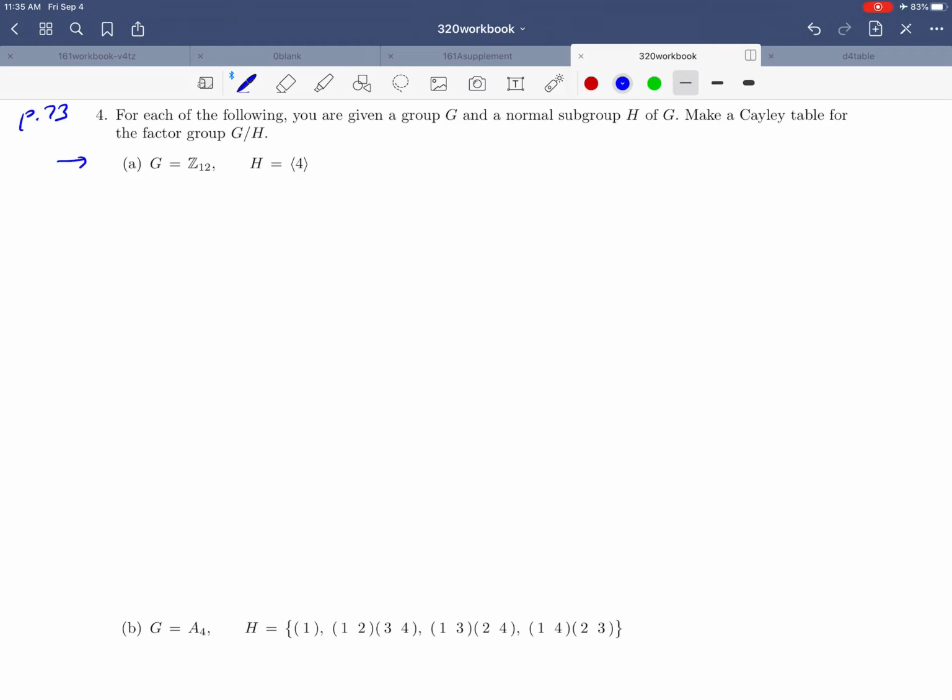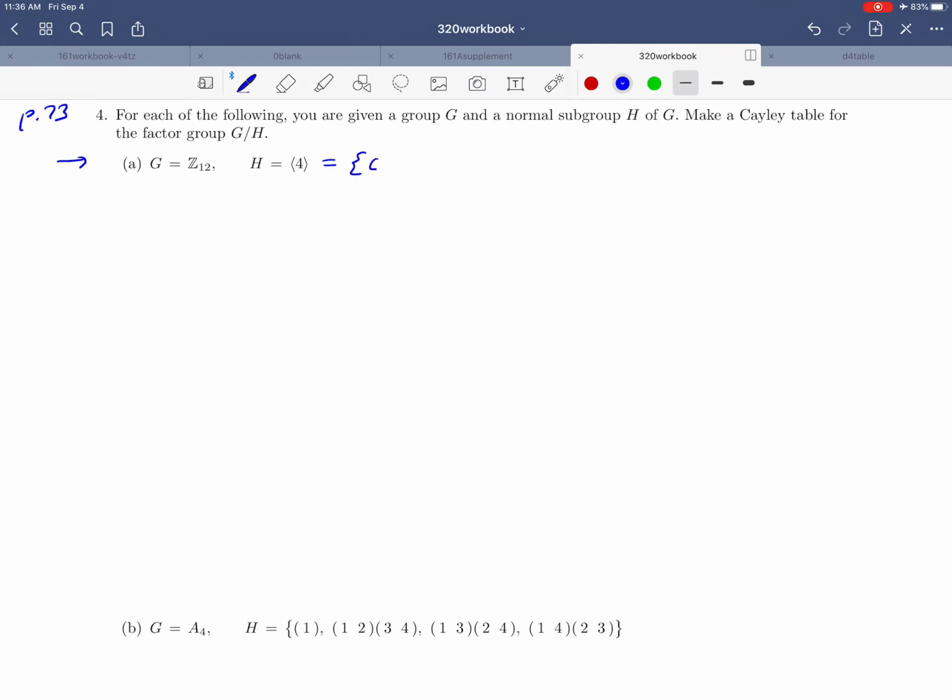So they are giving us the group G equals Z12 and a subgroup H that looks like the subgroup generated by 4. So how about if we start out by just thinking about what's in this subgroup? Z12 is an additive group, which means that when we think of the subgroup generated by 4, we have to think additively here.